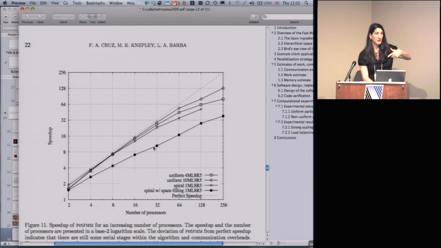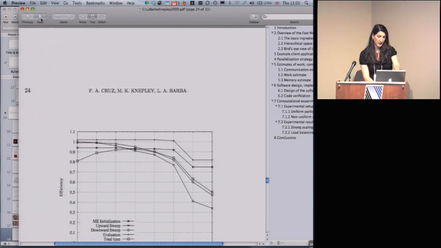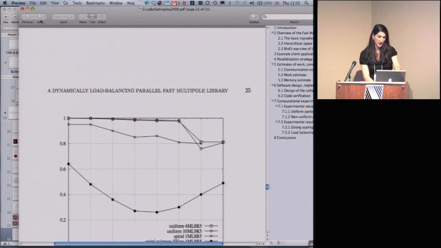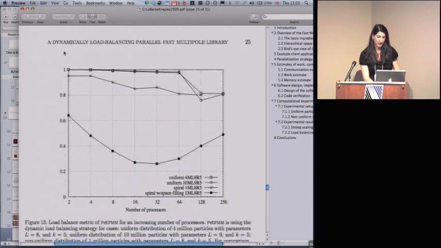So the top ones are the uniform distribution versus the non-uniform. This one is the speed up, and this one is efficiency, and this is the load balancing. So now we have numbers, and there's the 1 and 0 and so on. And here is our legend now. So the spiral are the two ones down here.